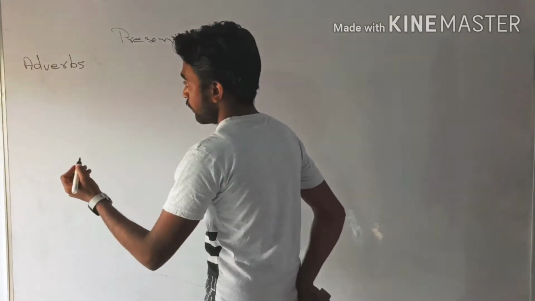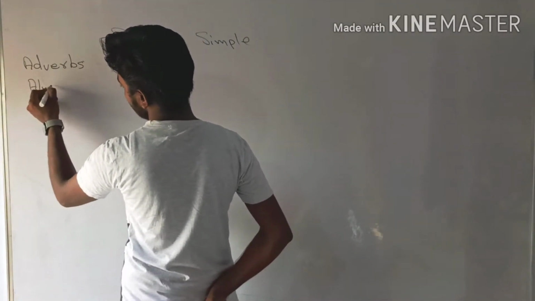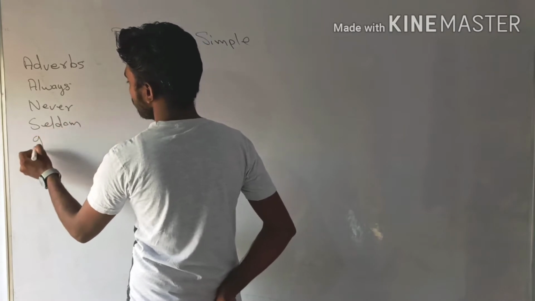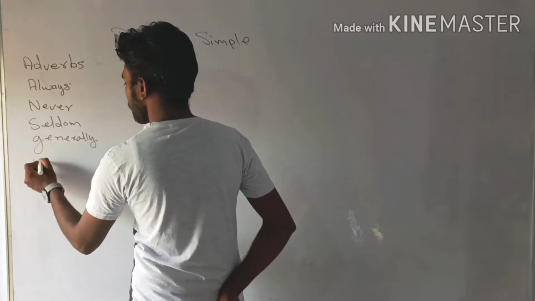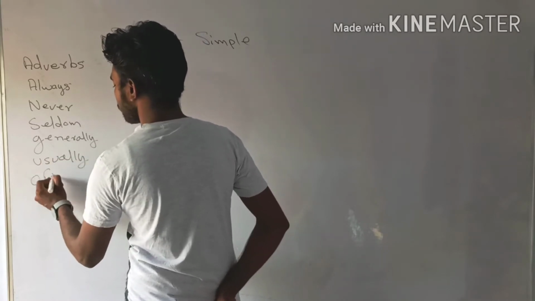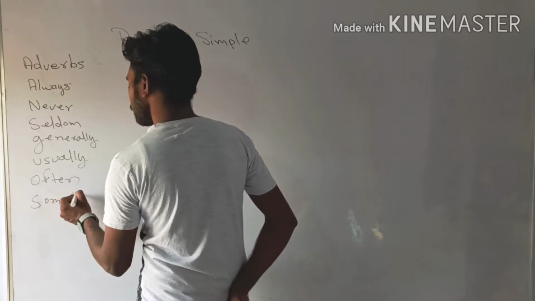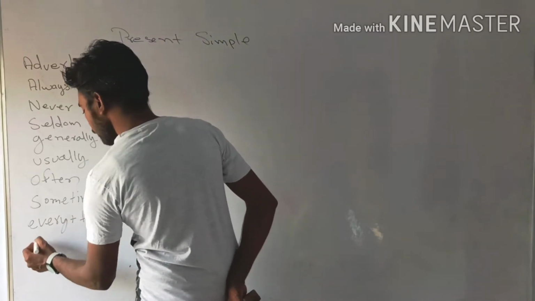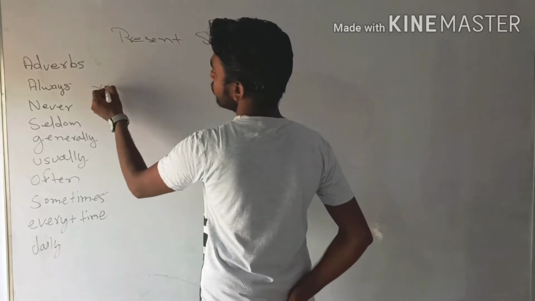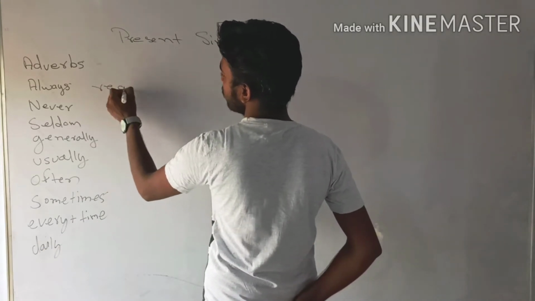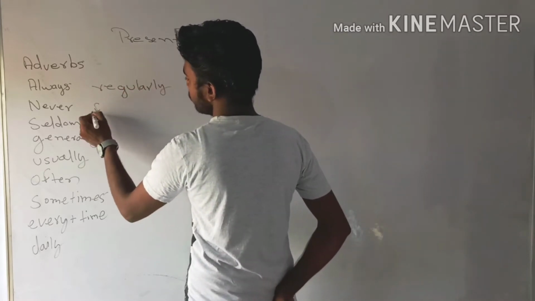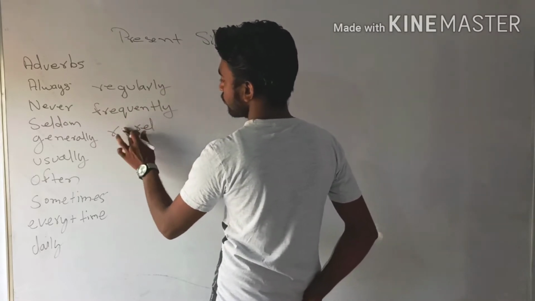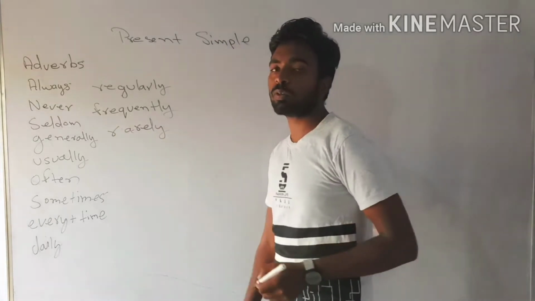The adverbs of present simple tense are always, never, seldom, generally, usually, often, sometimes, every plus time, daily, regularly, frequently, rarely. These are some adverbs of present simple tense.